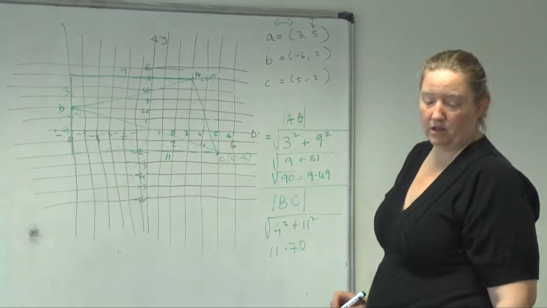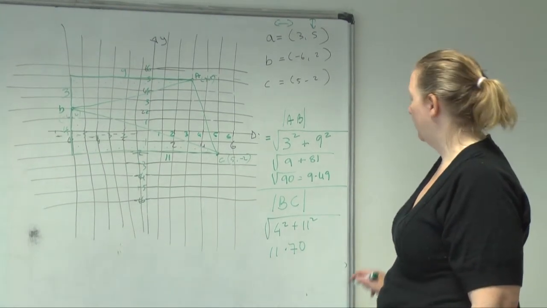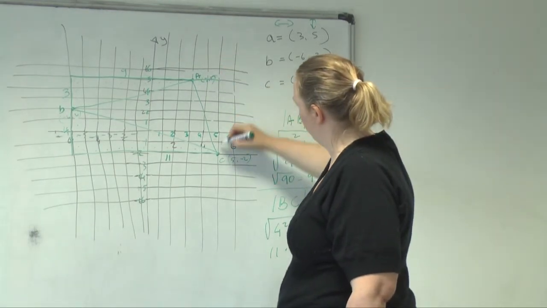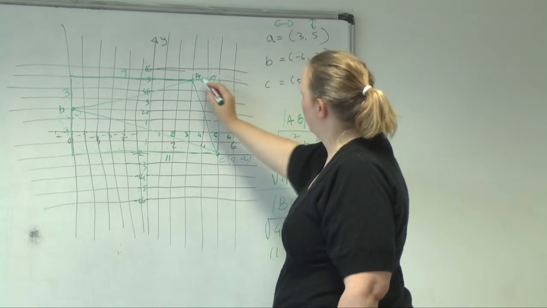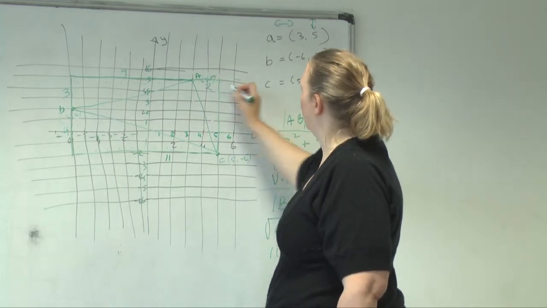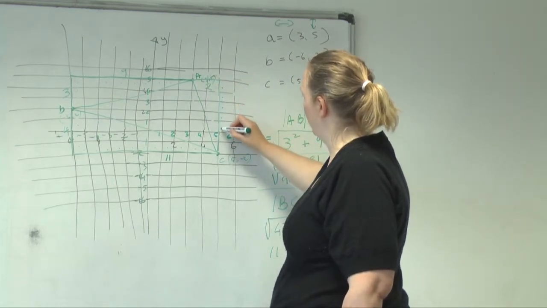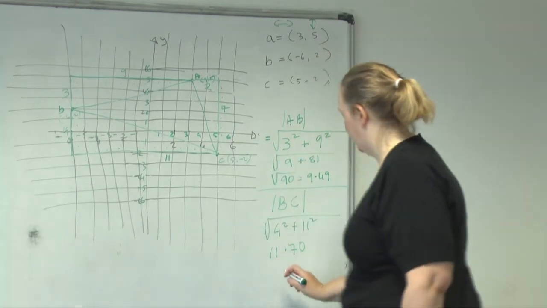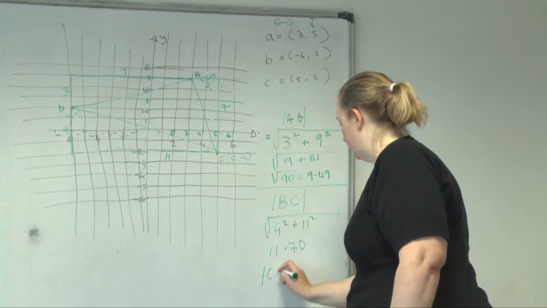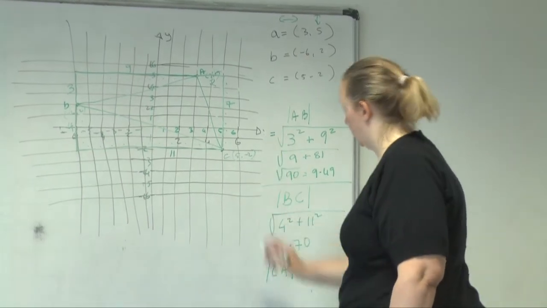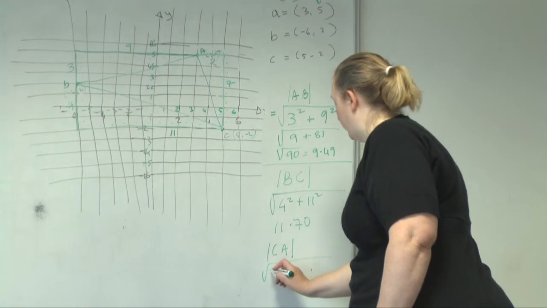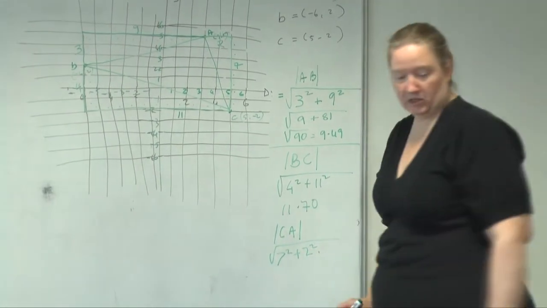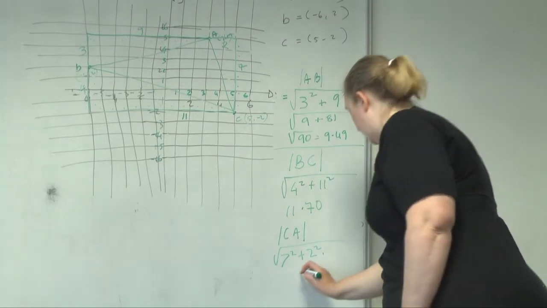Okay? The last one is CA. Again, turn it into a right angle triangle. This is 2 across. This is 1, 2, 3, 4, 5, 6, 7 down. So CA is the square root of 7 squared plus 2 squared. Put that into your calculator and you'll find out it's 7.28.